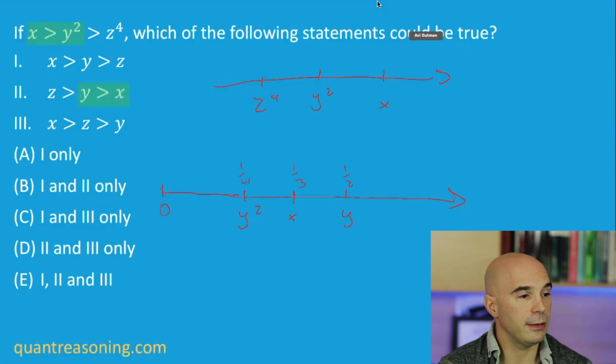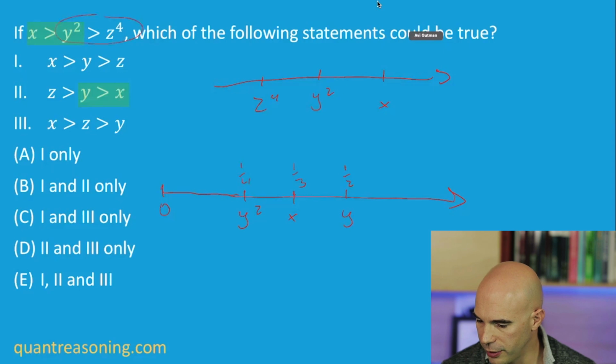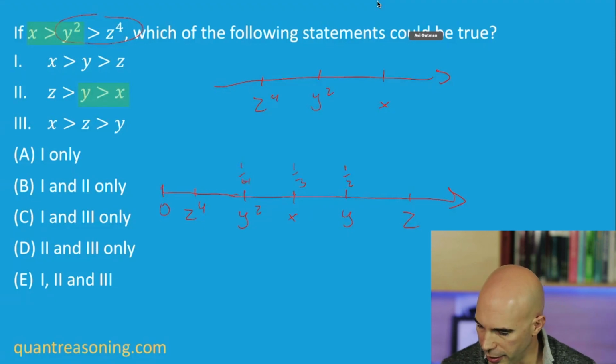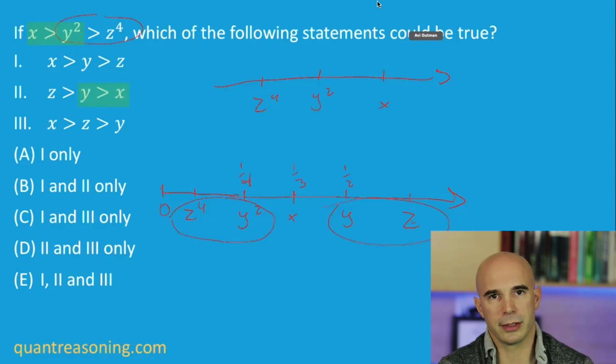Now, we're not done with the second Roman numeral. We also have z there. So we know from the information that they provided us with that z to the power 4 is somewhere there to the left of y squared. Is it then possible that z itself is here? Again, z would have to be some positive fraction. But is it possible that you took a bigger positive fraction? I'm now thinking about z versus y. Taking a bigger positive fraction and ending up with a smaller positive fraction when you raise it to the power of 4.